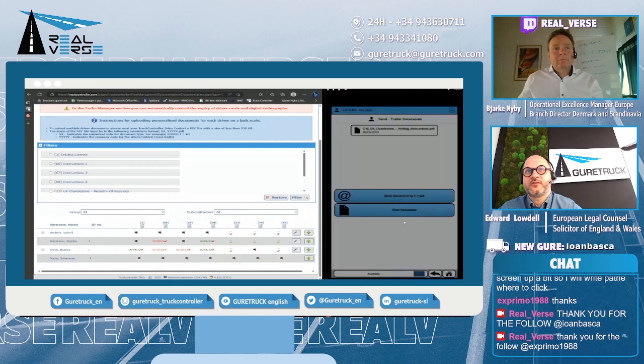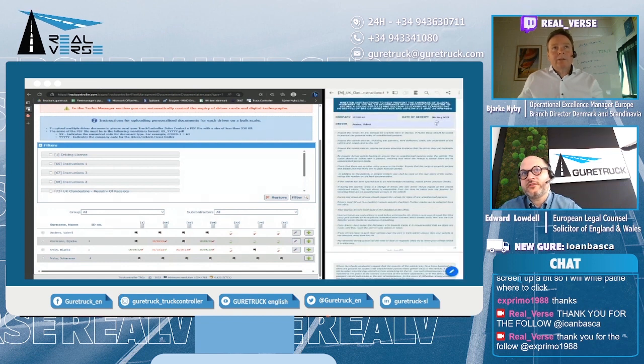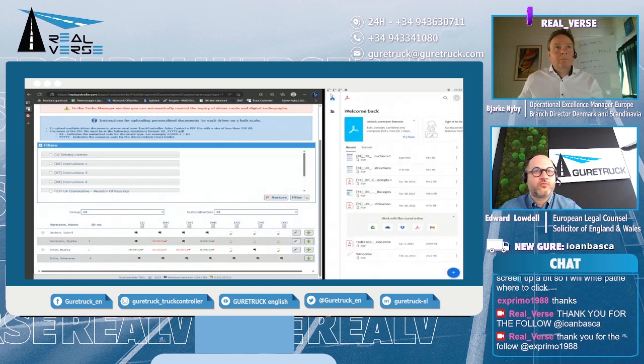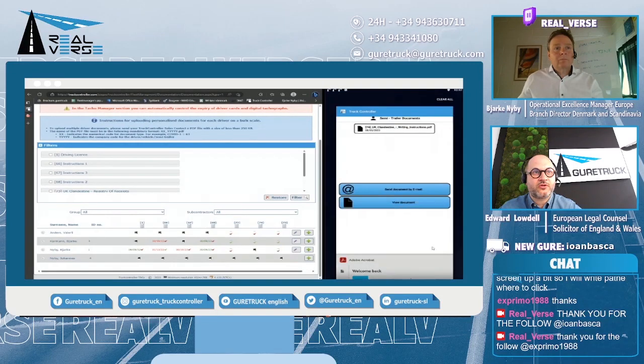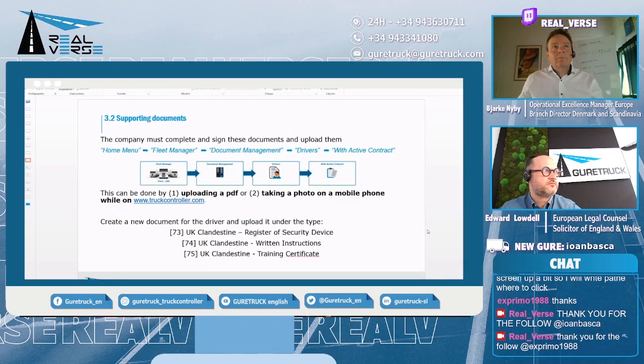The view document, exactly. So here you can see, and then the driver can show this on his mobile phone on the roadside, or as Bjarke was about to show, we can also send it via email, which we're just about to talk about in a second. Okay, great. Well, I'll take back control if I can. And here I think Exprimo as well, you can see these buttons as well if you didn't catch them before.